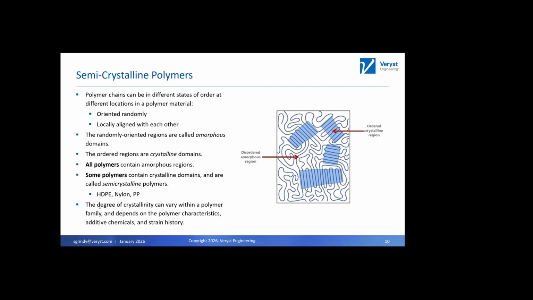And lastly, the actual degree of crystallinity of a polymer can vary pretty widely within a family. It depends on a lot of things. It depends on the actual polymer chemical structure. It depends on additives that are blended in with the polymer, and even the strain history. So if you take certain polymers and you stretch them, they will actually nucleate crystalline domains because those polymer chains start to align. So you can cause an increase in crystallinity in your material just by deforming it.